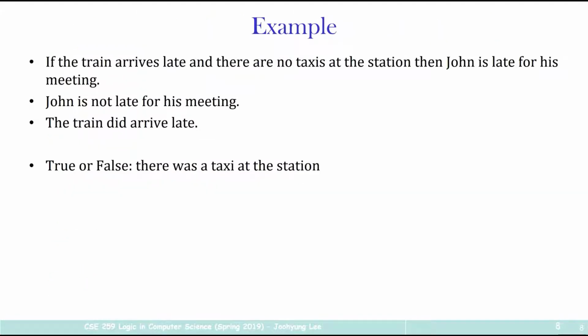So here is an example from the textbook. The example says that if the train arrives late and there are no taxis at the station, then John is late for his meeting. So that's one clue that you know. Another clue is John is not late for his meeting. And the last clue is the train did arrive late. Now, the sentence here is: there was a taxi at the station. Is it true or false? Given the three sentences above, can we say that there was a taxi at the station, or is this not necessarily true?